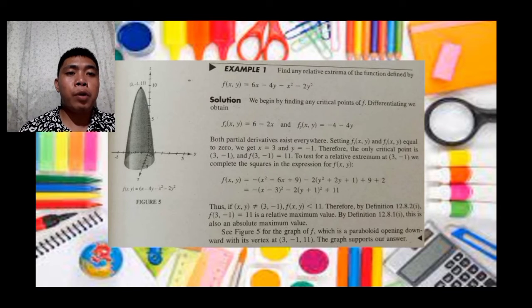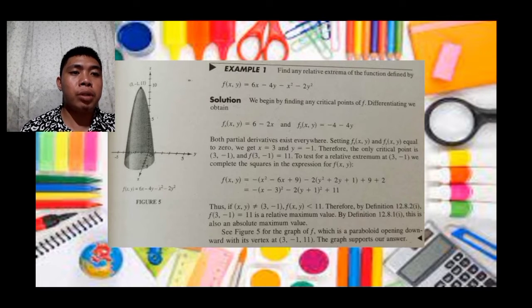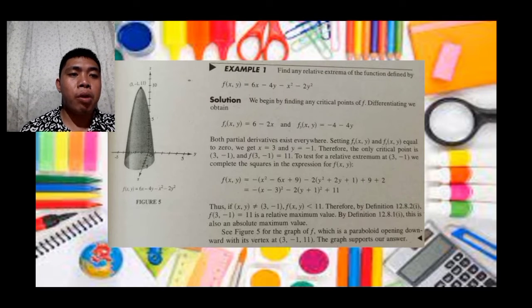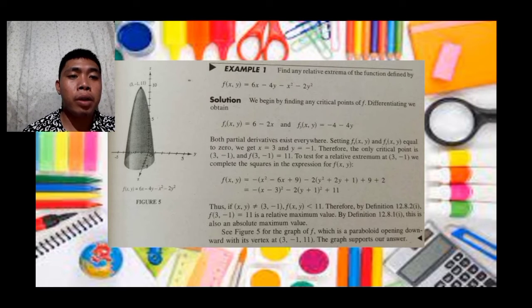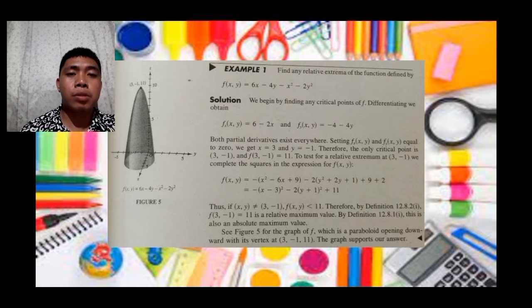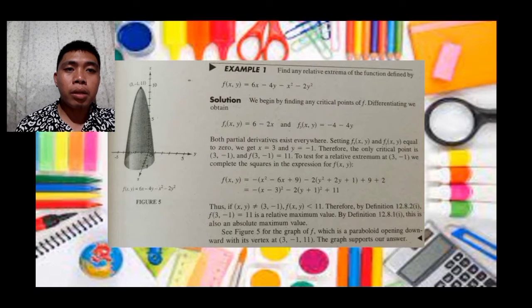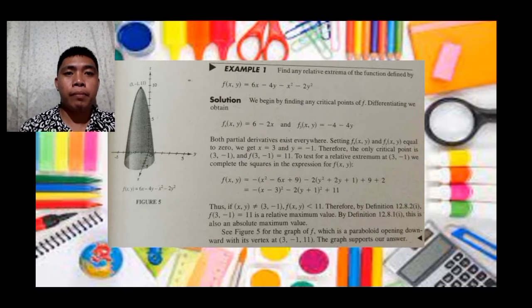12.8.2, f of (3, negative 1) equals 11 is a relative maximum value by definition 12.8.1. This is also an absolute maximum value. See Figure 5 for the graph of f, which is a paraboloid opening downward with its vertex at (3, negative 1, 11), and the graph supports our answers. So look at the graph on the left side of Figure 5. That's the graph of Figure 5.